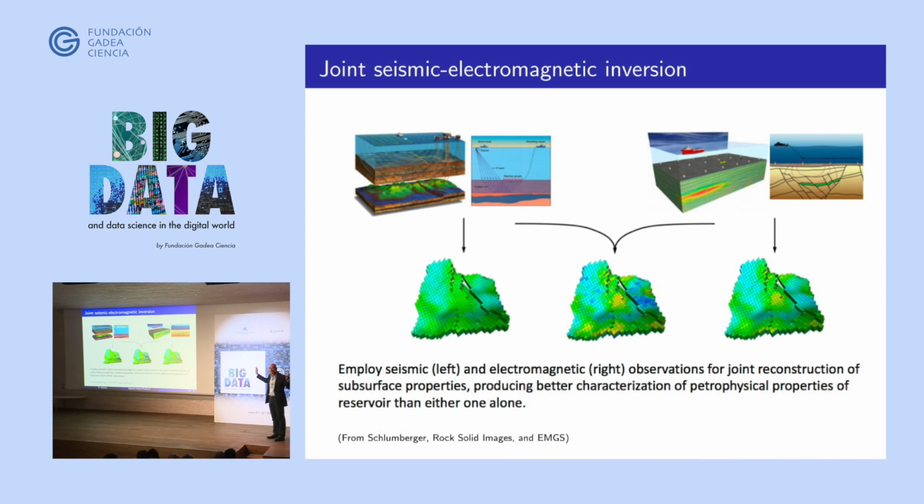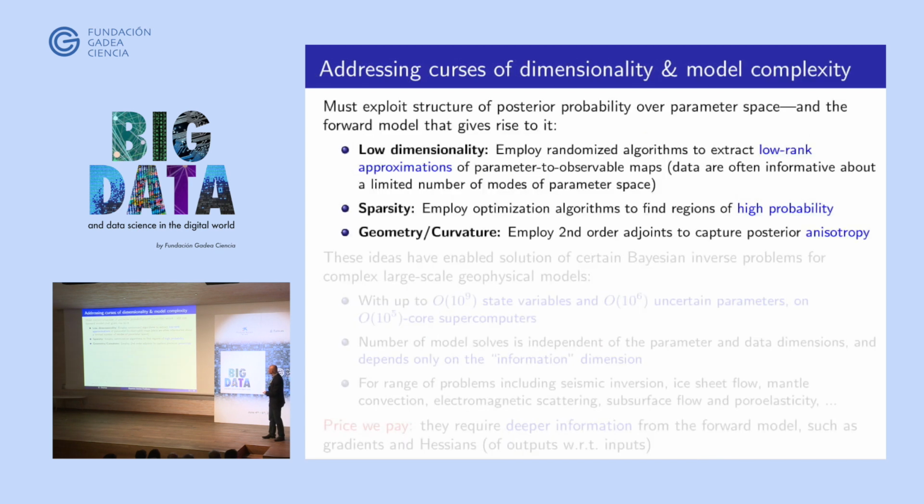The physics are uncoupled, but they describe the same Earth model. So when you have interfaces, when the rock changes from one type to another, when you have layers, those should be the same in both models, and we can put priors on those.